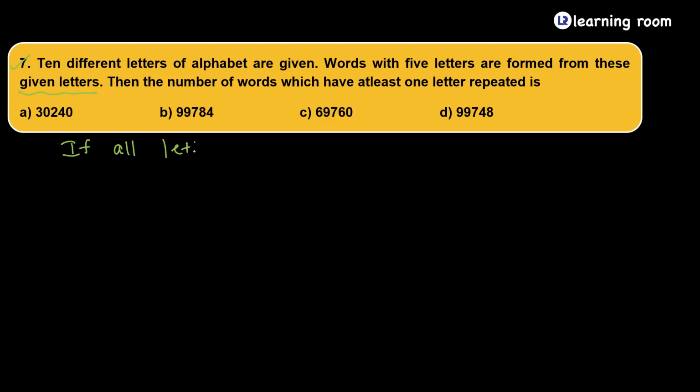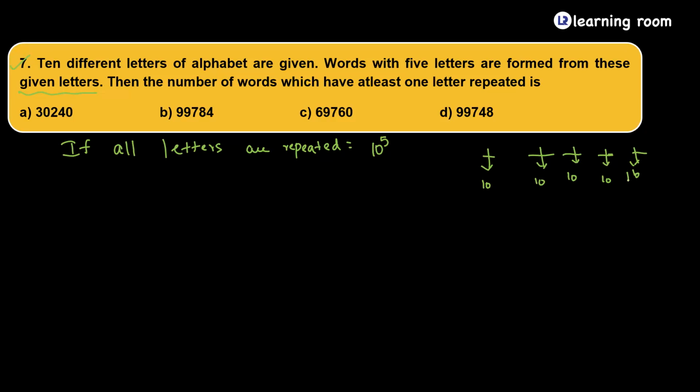If all letters are repeated, then out of the 10, you would have 10 power 5. Because you can use those 10 letters, 10 into 10 into 10 into 10 into 10. So basically, what is the meaning? You have 5 blank spaces, right? So if I use the repetition 10, 10, 10, 10, and 10, I could have used this with repetition if all the letters were repeated.